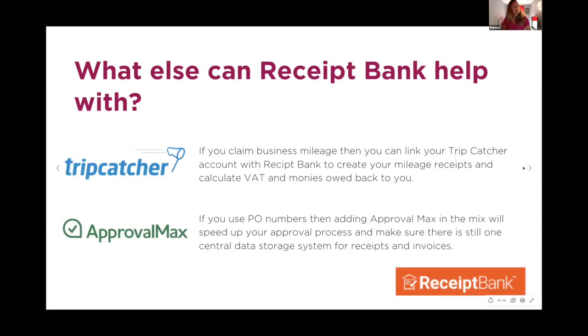One thing we didn't cover, but Receipt Bank can actually be linked, as Xero does, to other software. So if you claim mileage, and again, if you're VAT registered, then have a look at a TripCatcher account because that's a really good product. What you can do is it creates expense reports in TripCatcher that you can then send through to Xero. So again, it will flow through all of the system there.